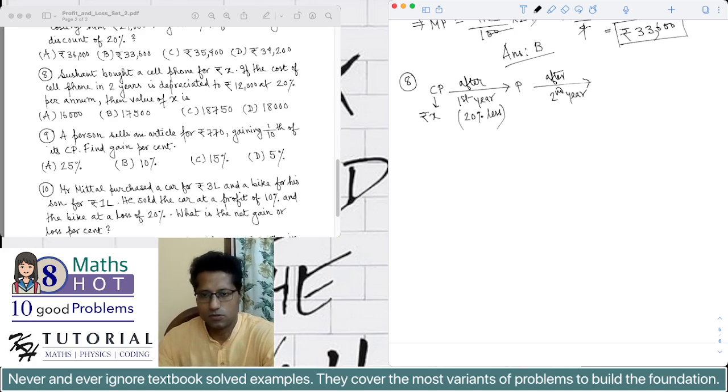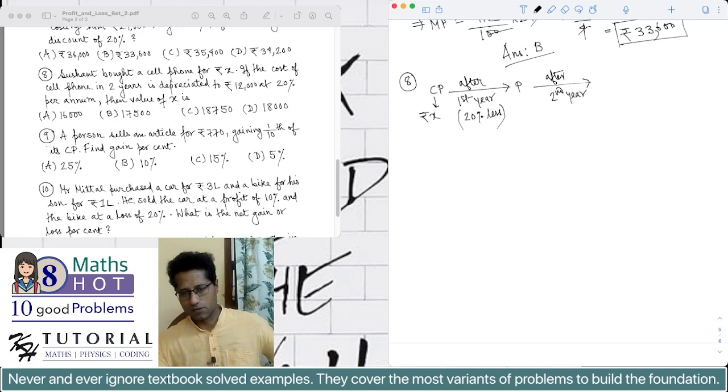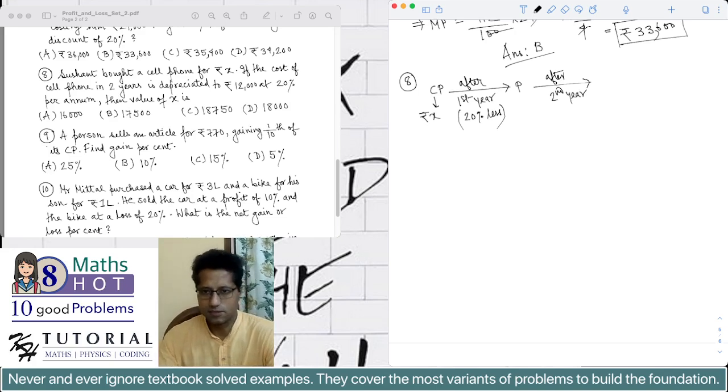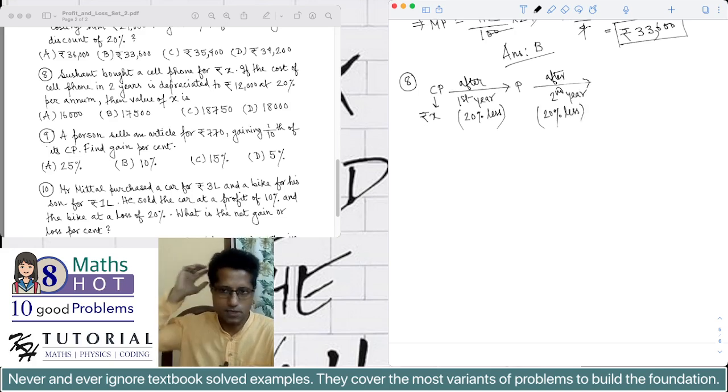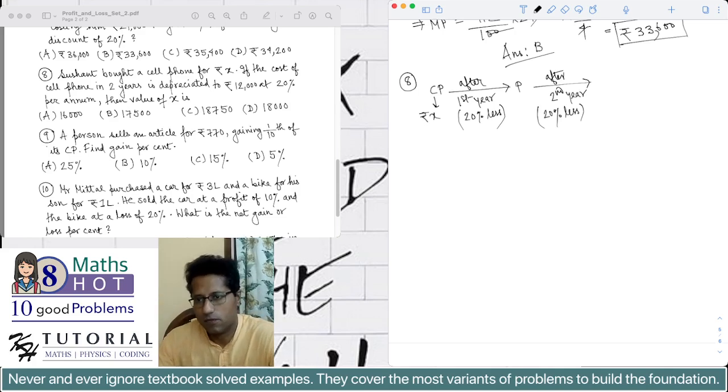Also, from the initial cost price of X, at the end of the first year the price will be 20% less than X, and that price will be P. And again, after the second year, there will be a 20% less in price from P. That is, the price P will decrease by 20% to give the final price.